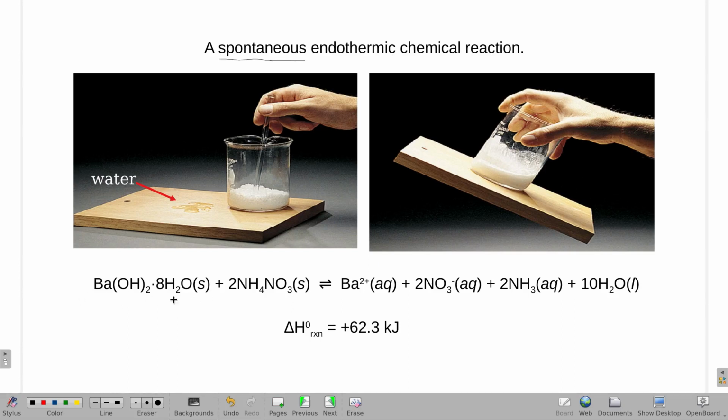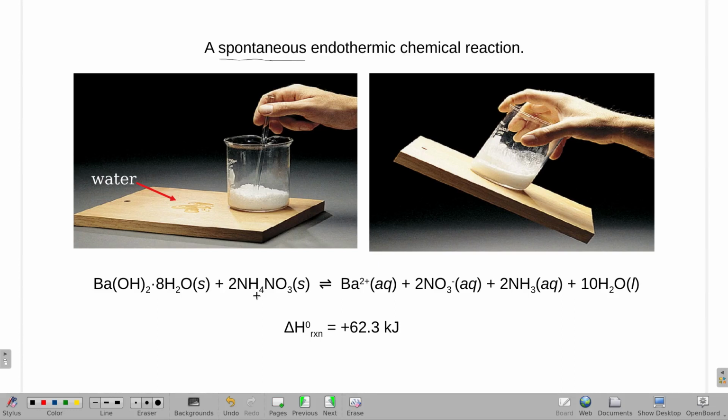So we mix two salts. It's barium hydroxide. The water's just there because this is a crystal. It absorbs water. It forms a nice little solid crystal. And ammonium nitrate's also a solid. But if I take these two solids and mix them, just that physical mixing, that solid gets cold.